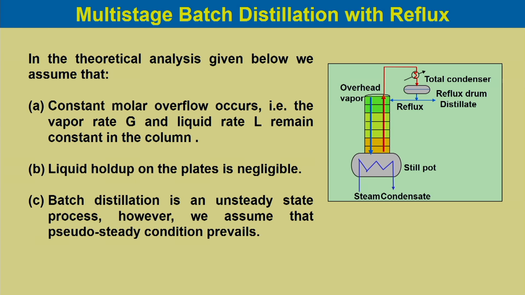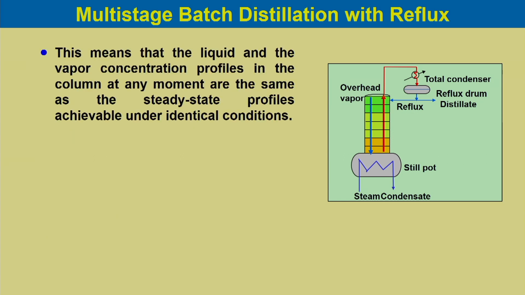And third thing, we will assume batch distillation is an unsteady state process, but in this case, we assume that the pseudo steady state condition prevails. That means, the liquid and the vapor concentration profile in the column at any moment are the same as the steady state profiles achievable under identical conditions. So, we call it pseudo steady state condition, which prevails in case of batch distillation with reflux for a multi-stage batch distillation column.